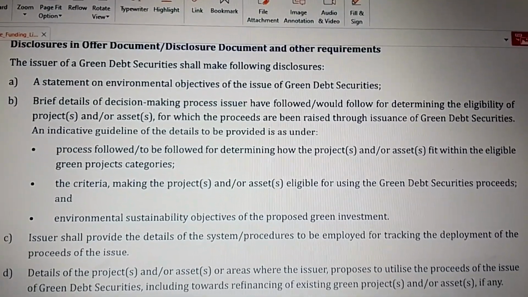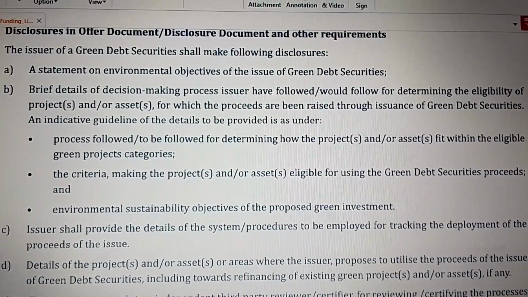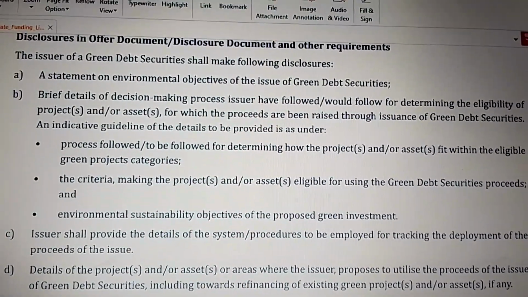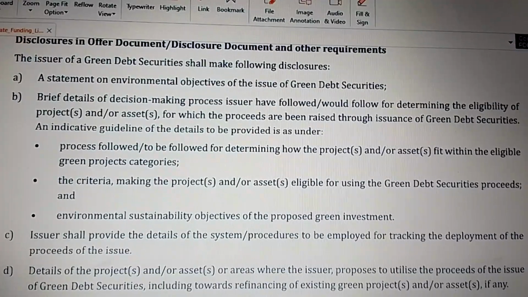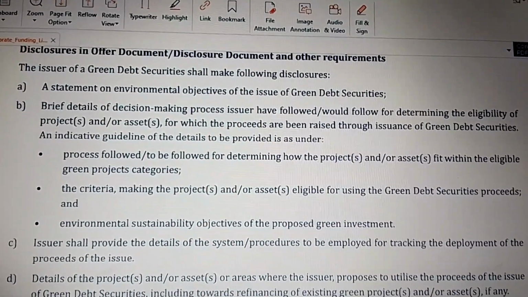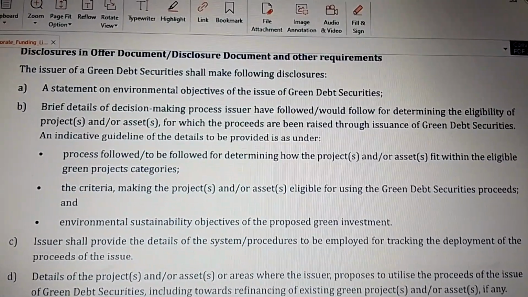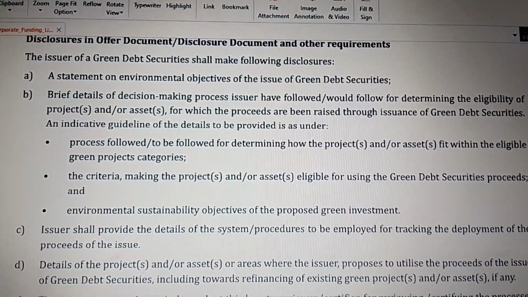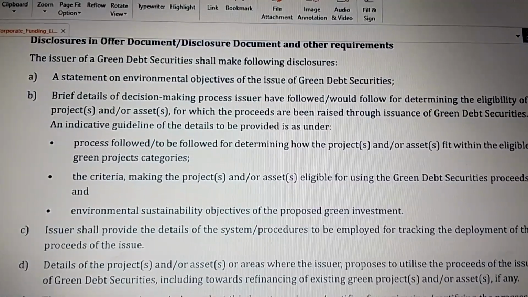projects and the assets for which the proceeds have been raised through the issuance of the green debt securities, and indicative guidelines of the details provided, as in the process followed for determining how the project or the assets fit within the eligible green project categories. The criteria making the project and the assets eligible for the green debt securities proceeds, and environmental sustainability objectives of the proposed green investments.